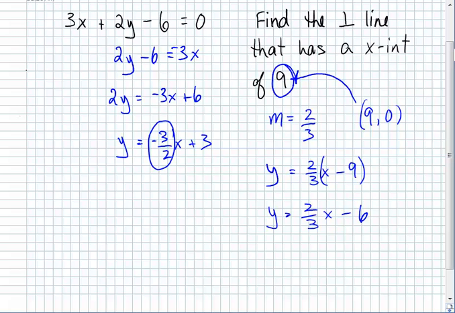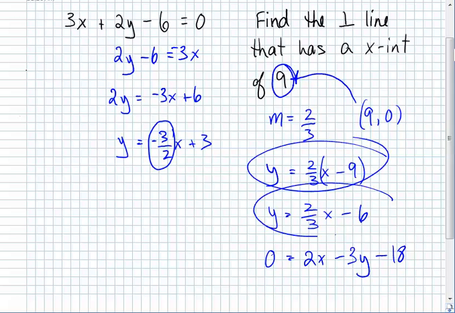If I wanted to write it in general form, I could multiply everything by 3 and then move everything over to the right-hand side. So there I have it in slope-point form, slope-intercept form, and general form: the perpendicular line that has an x-intercept of 9.